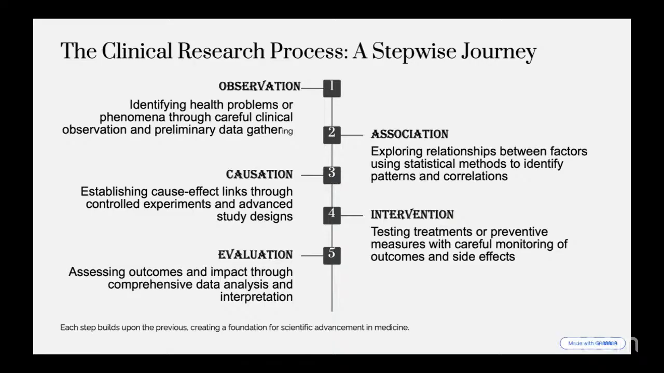So looking at the clinical research process, a stepwise journey. For step number 1, we see observation, identifying a health problem or phenomenon through careful clinical observation and preliminary data gathering. Then we have association, which is exploring relationships between factors using statistical methods to identify patterns and correlations. Third is causation, establishing cause-effect links through controlled experiments and advanced study design. Fourth, we have the intervention. We're testing treatment or preventive measures with careful monitoring of outcomes and side effects. And fifth is the evaluation, where we assess outcomes and impacts through comprehensive data analysis and interpretation.